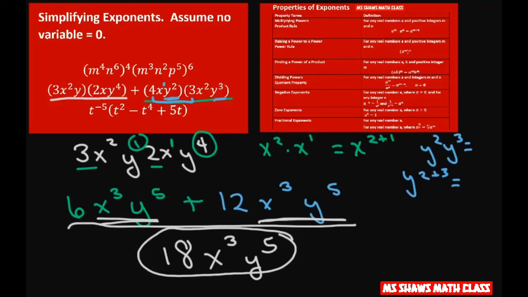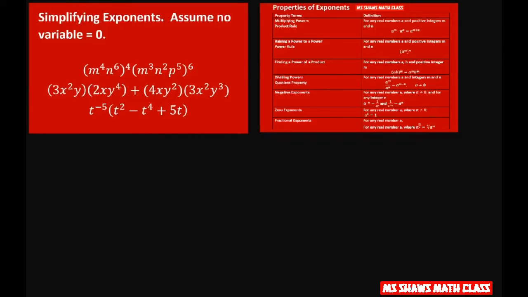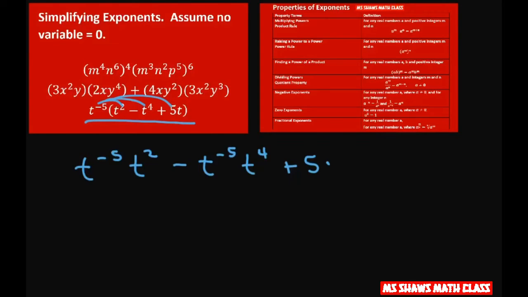All right. And the last one, let's just distribute. So we're going to do this little thing. 10 t to the negative 5 times t squared, minus t to the negative 5 times t to the 4th, plus 5 times, or just put 5t. I'll go ahead and put the t to the negative 5 here. Now, all you're going to do, this is t to the negative 5 plus 2, minus t to the negative 5 plus 4, plus 5t, this is t to the 1 minus 5.